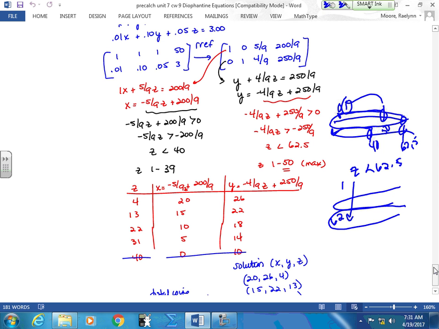But if your coins can't total more than 50, that means these can't add up to more than 50. You've got to add these up and make sure they don't total more than 50. So you have to check. And automatically Z can't be 62. Z can't be more than 50, right? Because then you'd have 0, 0, and you can't do that either.